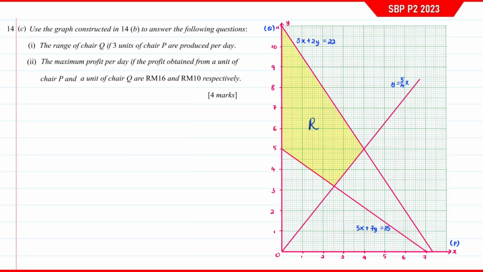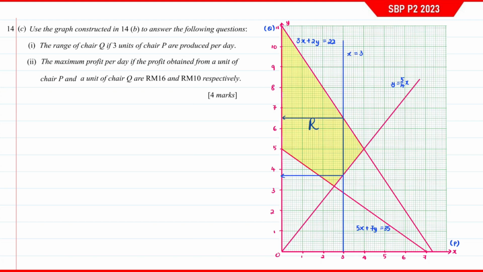Question C. Use the graph constructed in 14b to answer the following questions. 1. The range of JQ if 3 units of JP are produced per day. So here, the JP is represented by the x-axis. So 3 units of JP means x equal to 3. So this will be the straight line x equal to 3.